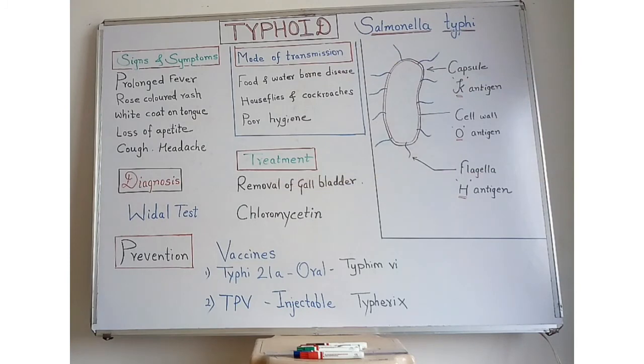There are two vaccines, oral and injectable. The oral vaccine is taken through the mouth. The injectable is given in the form of an injection. The oral vaccine available is Ty21a, also called Typhoid Vi, and the injectable vaccine available is TPV, that is Typhoid Polysaccharide Vaccine, which is also called Typherix.